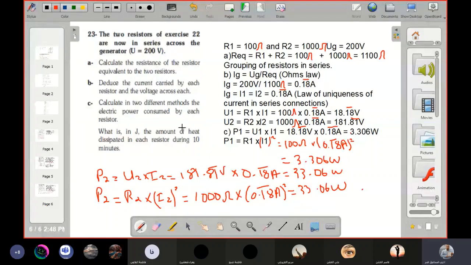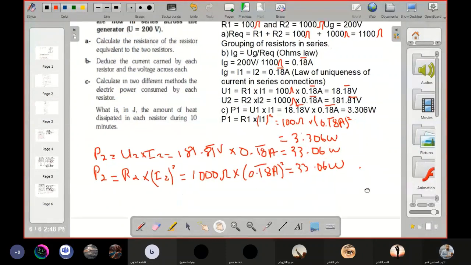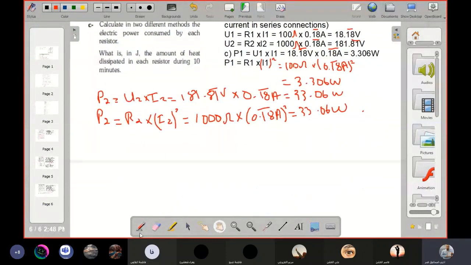What is, in joules, the amount of heat dissipated in each resistor during 10 minutes? Now, we are still in part C. Now we should calculate the energy. We have time equal to 10 minutes. We should calculate the energy in joules, so the time should be in seconds. 10 times 60 equals 600 seconds.